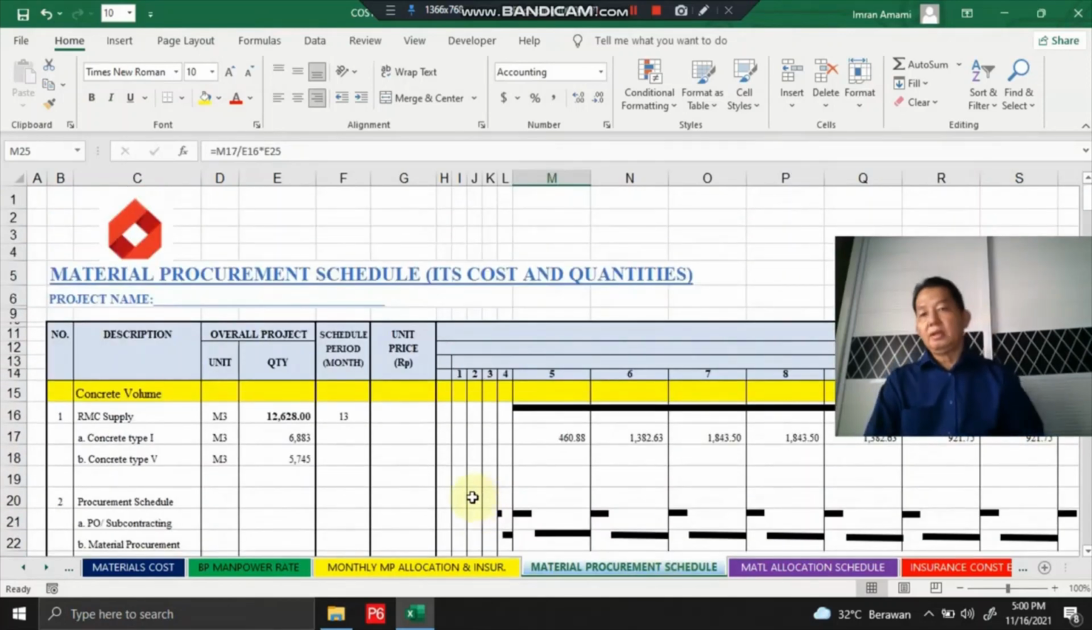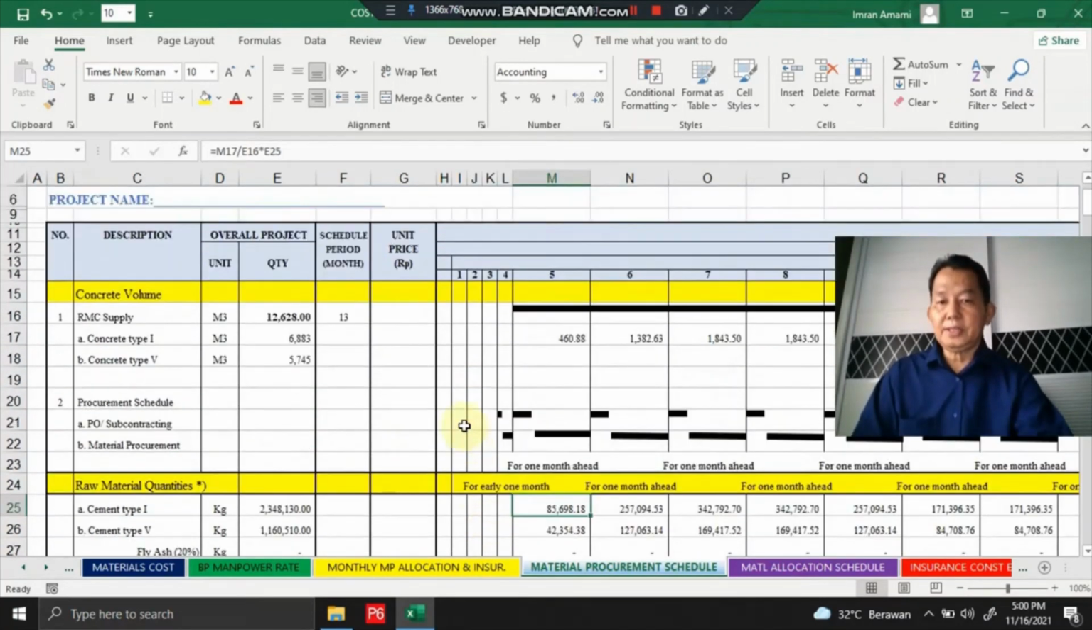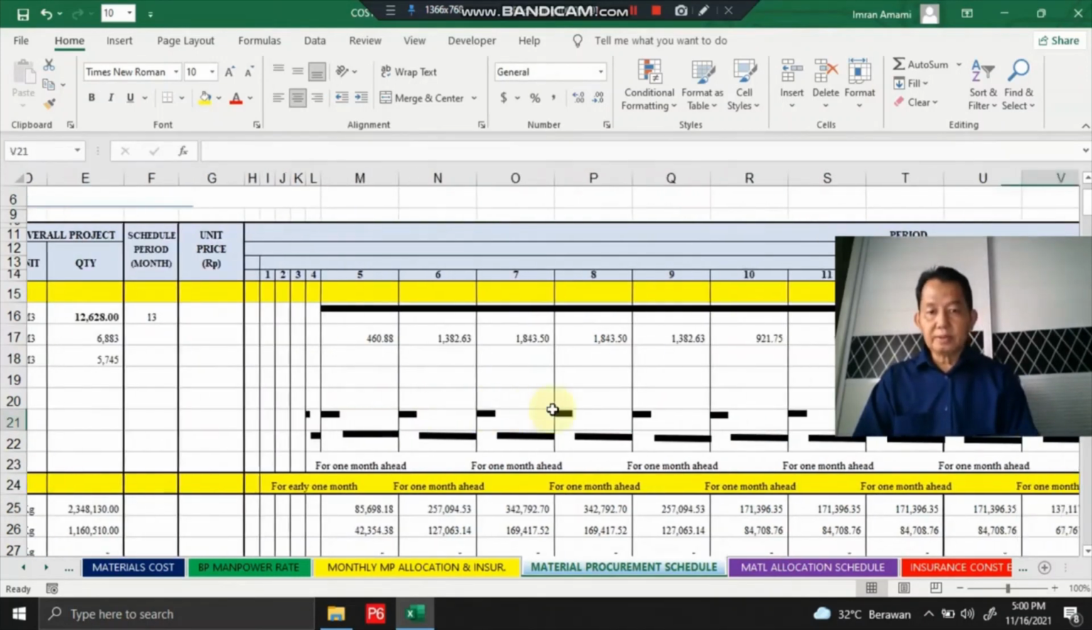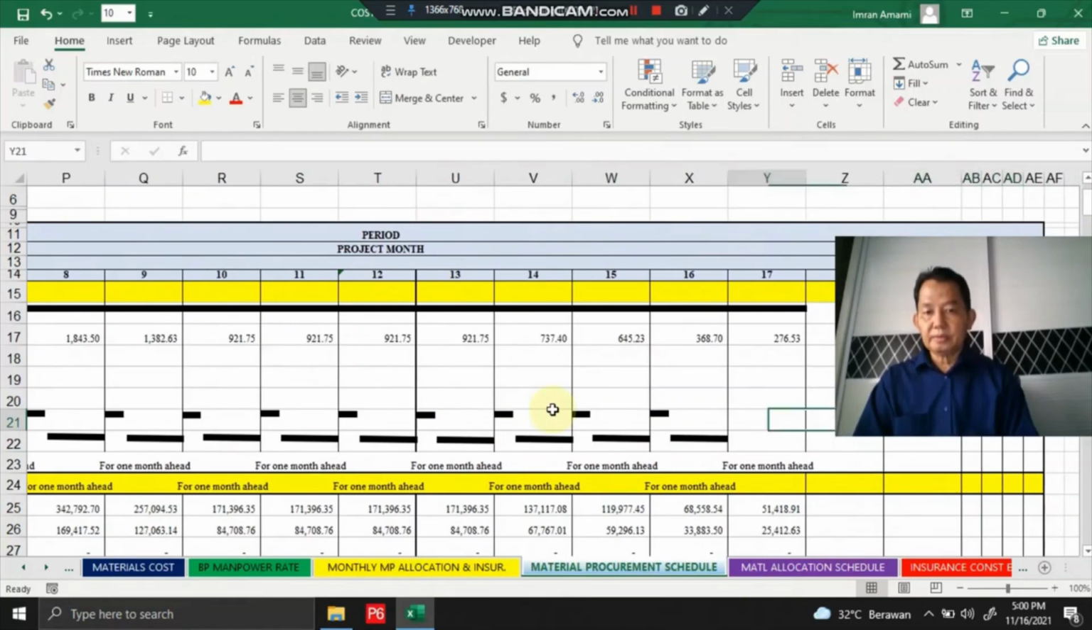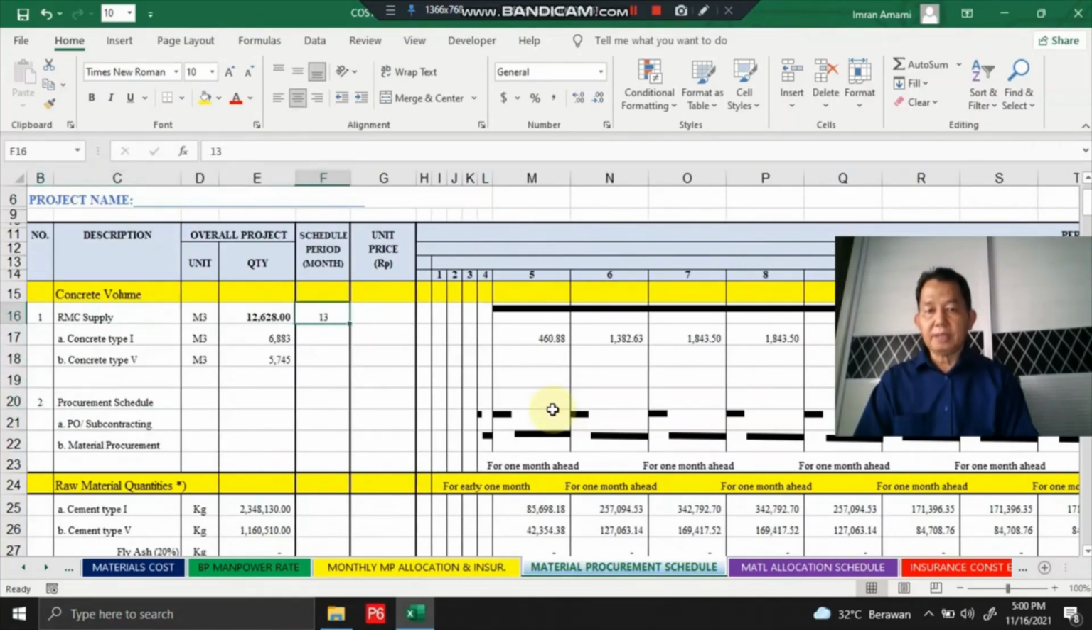And then we devise the material procurement schedule, its cost and quantities. Yes, this material procurement is composed 1 month ahead or 1 month earlier than the monthly concrete demand schedule. Yes, okay, here this is the monthly concrete demand schedule. Yes, then this is the PO or subcontracting. This is material procurement.